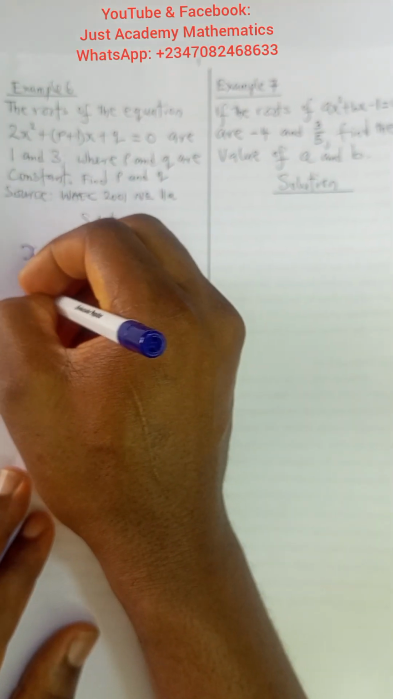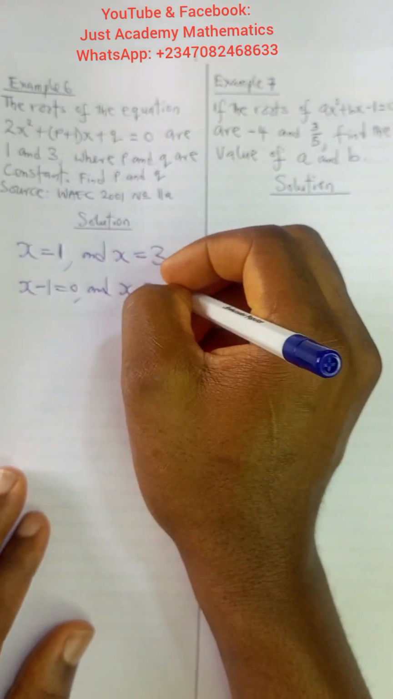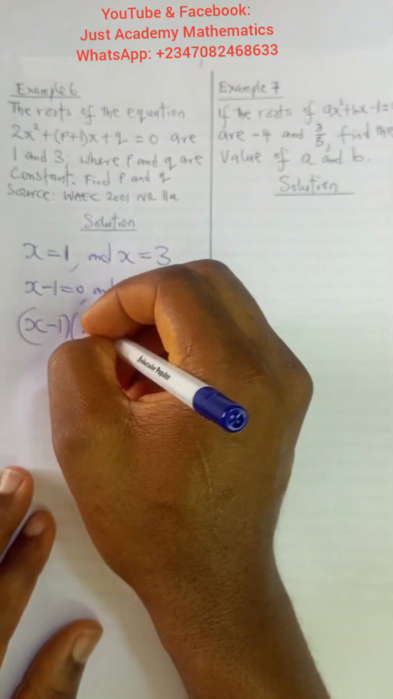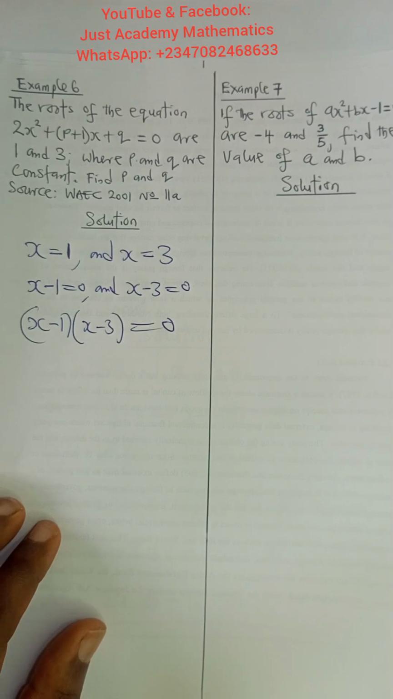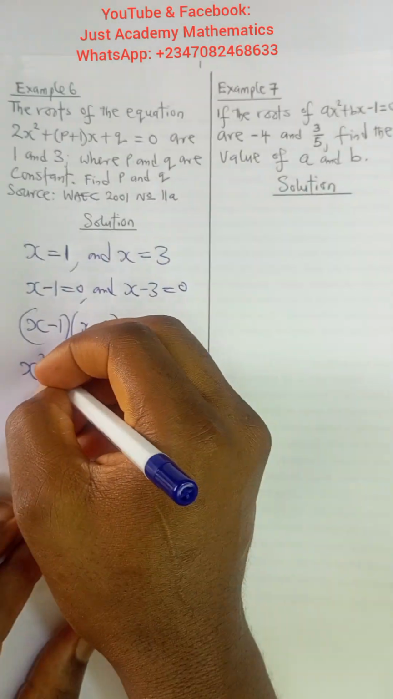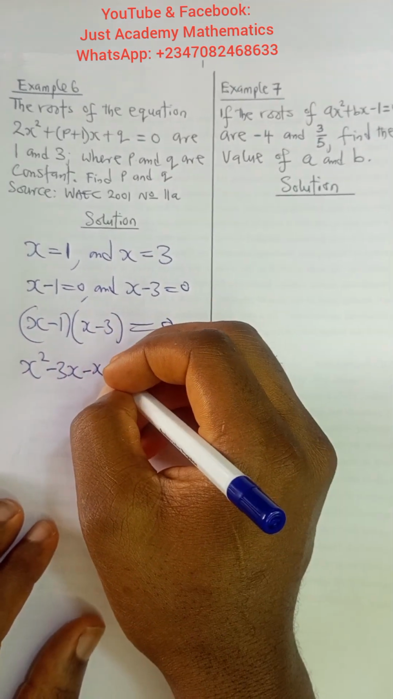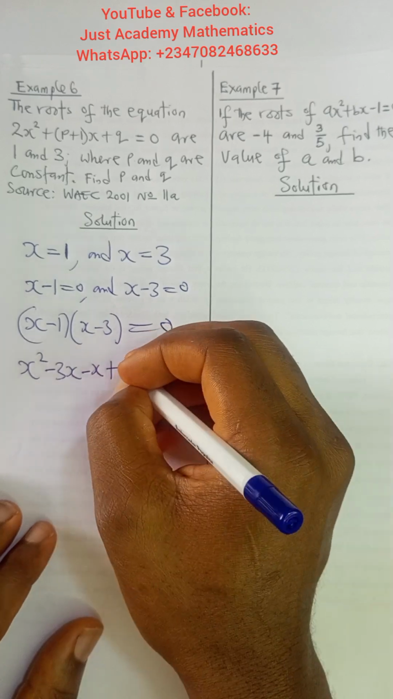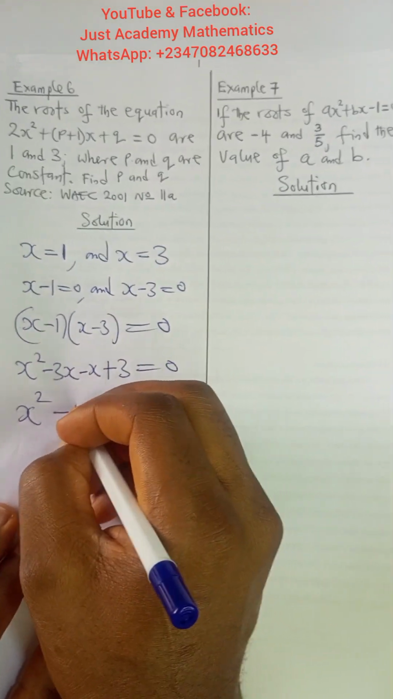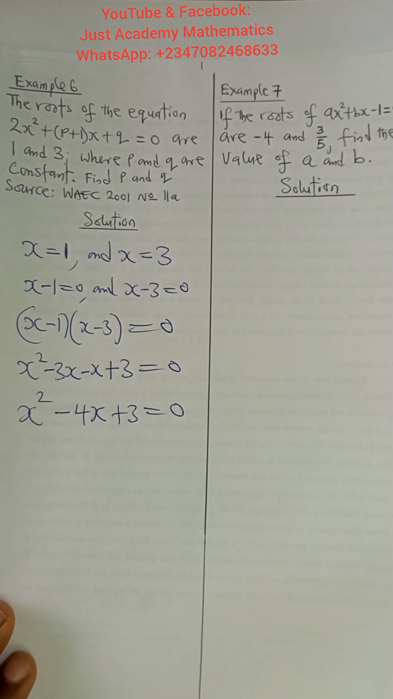The same thing. We equate to 0. x minus 1 is equals to 0 and x minus 3 is equals to 0. Equate to 0: x minus 1 times x minus 3 is equals to 0. Expand to get the equation. x times x is x squared. x times minus 3 is minus 3x. Minus 1 times x is minus x. Minus 1 times minus 3 is plus 3 equals to 0. Of course, this will give us x squared minus 4x plus 3 equals to 0. Does that make sense now?